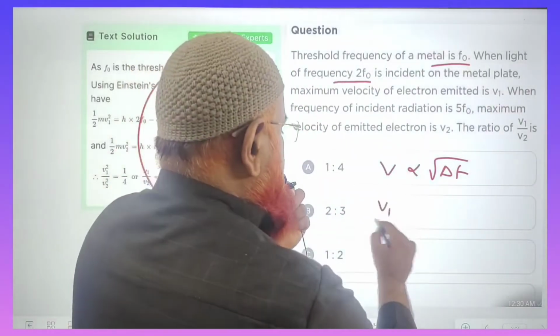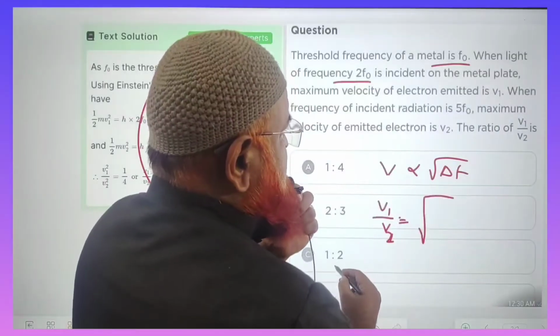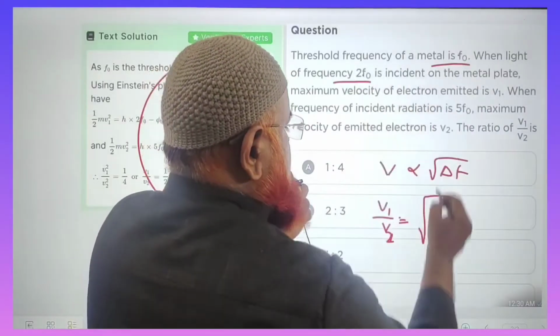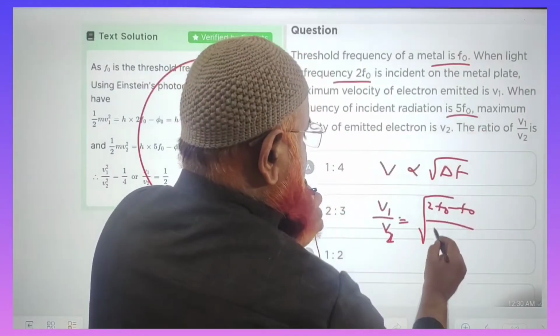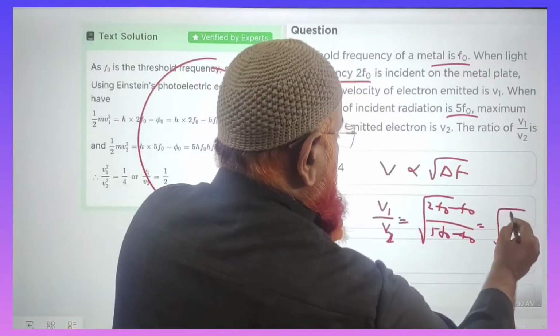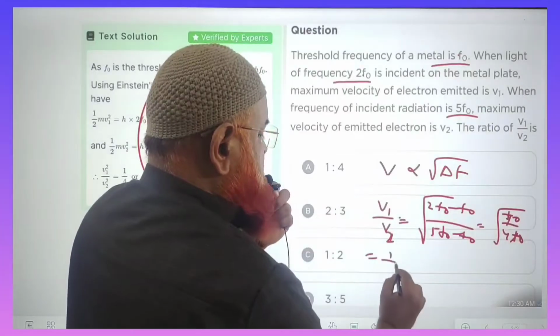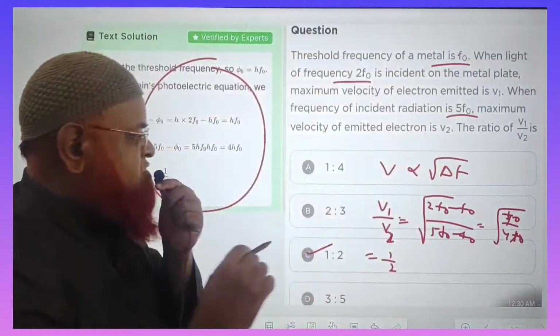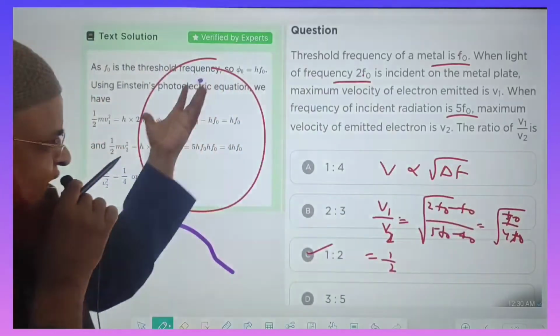So therefore we can write velocity v1 by v2 is equal to square root of frequency difference, which is here 2f naught minus f naught, and this is 5f naught minus f naught. So we'll be getting square root of f naught by 4f naught. So your answer is 1:2. So this is C option. With the simple shortcut formula you can solve this problem instead of going with lengthy methods.